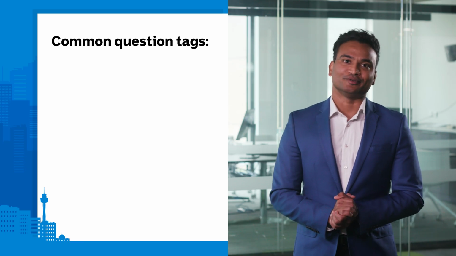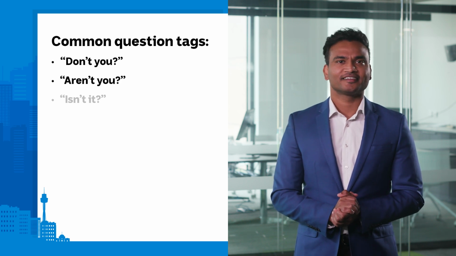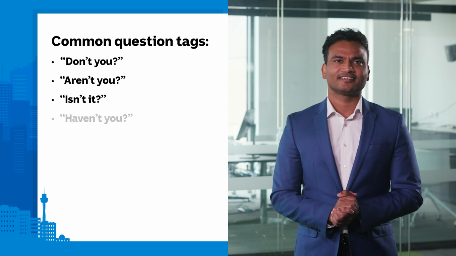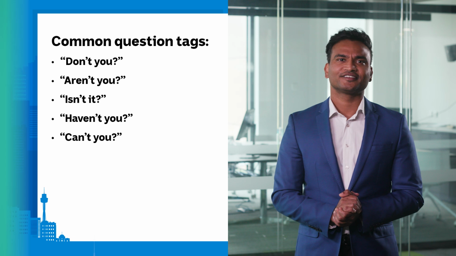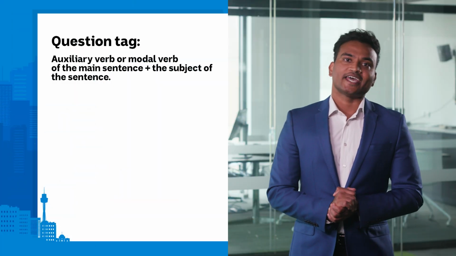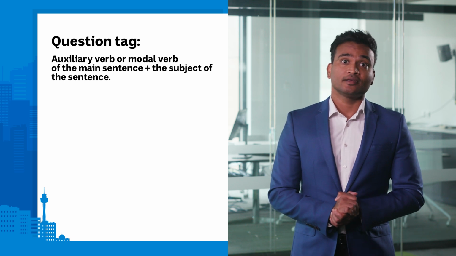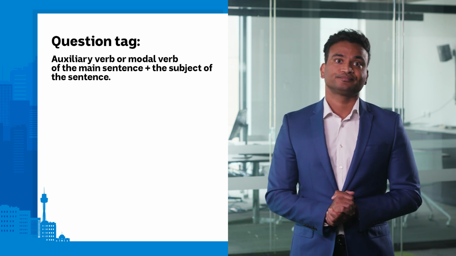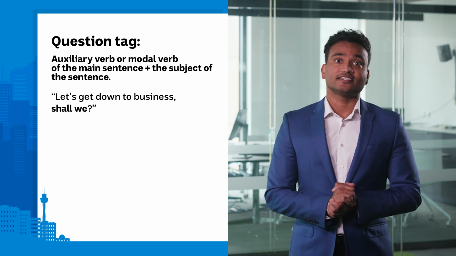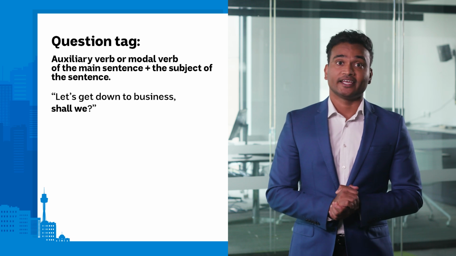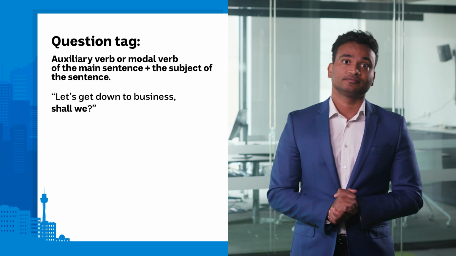Here are some common examples. Don't you? Aren't you? Isn't it? Haven't you? Can't you? We make question tags with two words, an auxiliary or modal verb of the main sentence plus the subject of the sentence. In the example above, the subject is we because the sentence starts with let's, let us. Shall is used to invite the participants to begin.